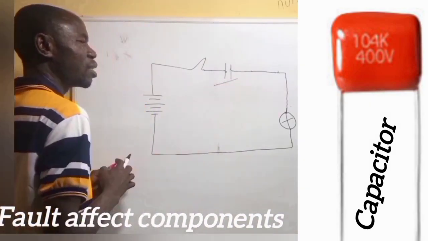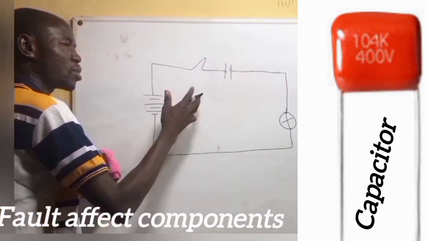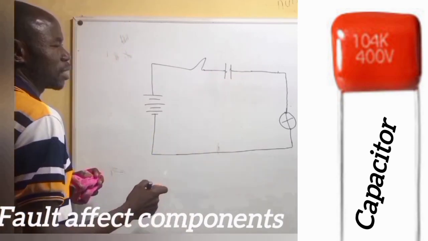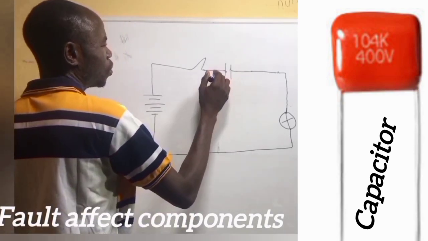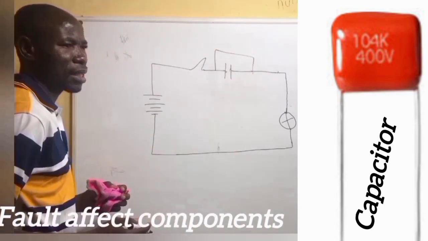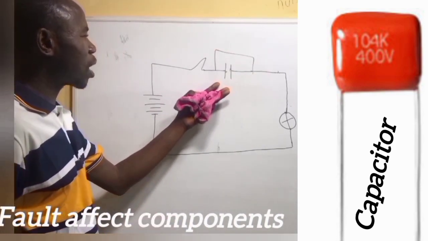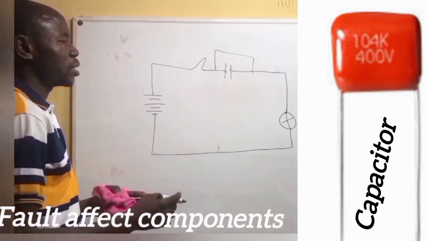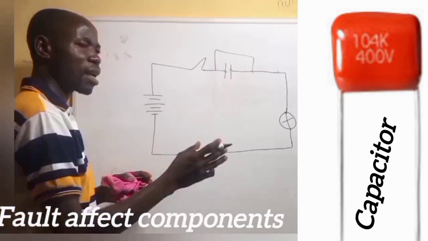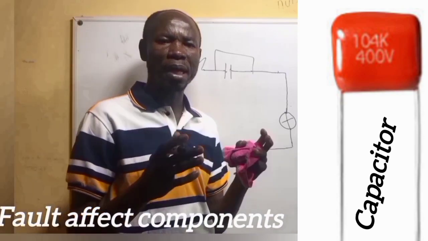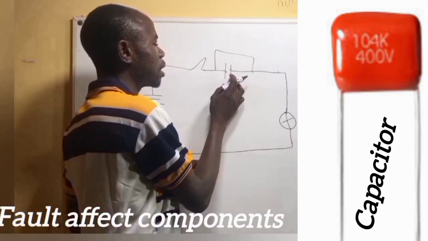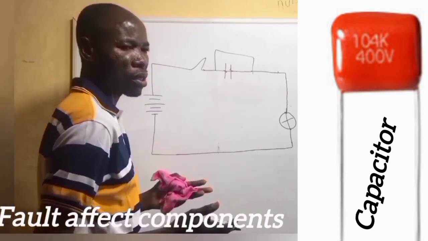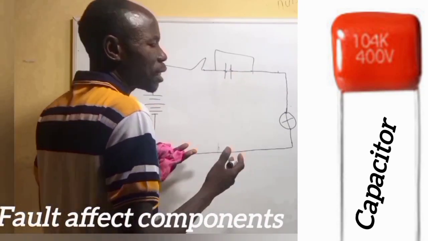Faults that affect a capacitor are short circuit, leakage, and open circuit. The short circuit will be like this. Instead of the capacitor having its capacitance, it will lose its capacitance and become a short circuit. You see, the capacitor is two metals separated by a dielectric. So when the two metals inside the capacitor join together, it becomes a short circuit and it loses its capacitance.